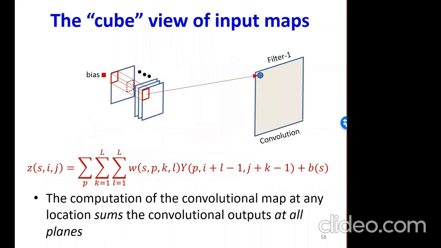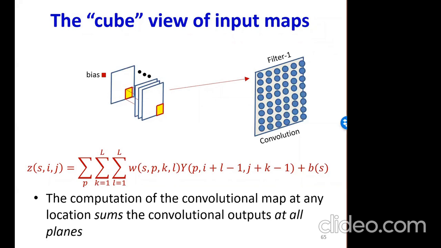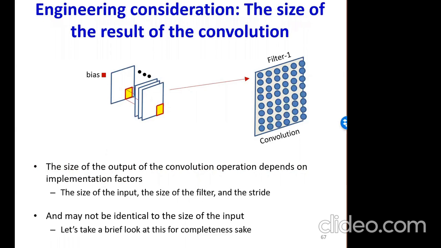Okay, and so now to compute the output map, all I have to do is perform the same computation at each position, and I can compute the entire output map. Now a single filter is a single cuboid, and it will produce a single output map. We're going to need one such filter for each output map, so each layer of the network will actually include a collection of such cuboidal filters. Now, the outcome of the convolution is an affine map.